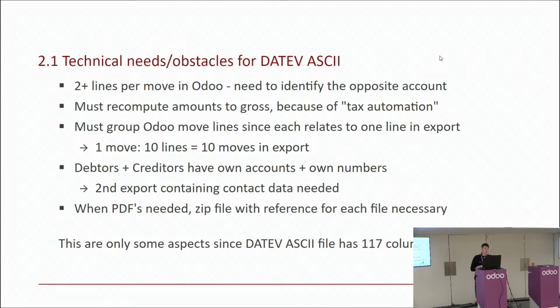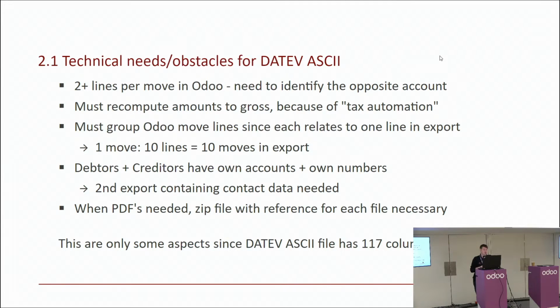You must group the Odoo move lines since each related move line or invoice line is separate, and therefore you need to group that from 10 lines to 1, for example, or for two move lines that have equal accounts, equal taxes, and so on.